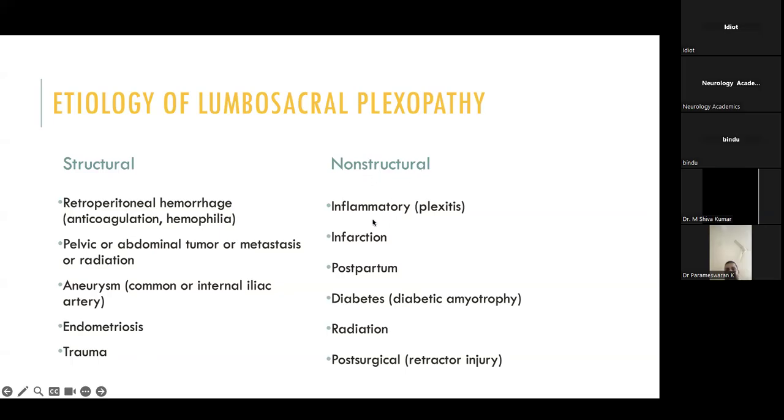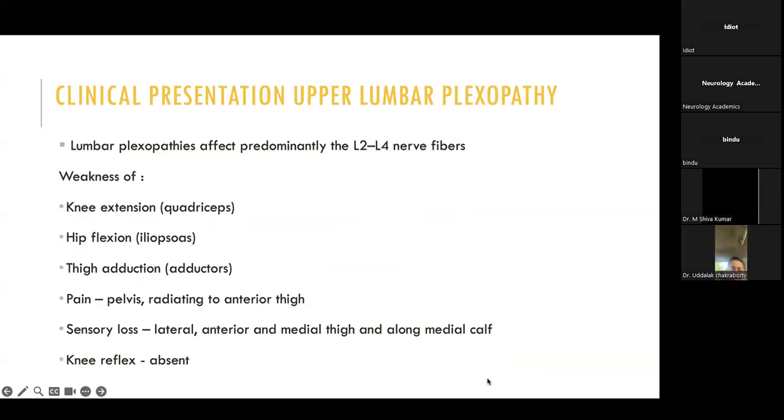Now, coming to non-structural causes, plexopathy can be seen in inflammatory causes, infarction in vasculitis, and postpartum, as we discussed, compression during normal vaginal delivery, compression of the lumbosacral trunk and nearby plexus, and also diabetes can cause diabetic amyotrophy by causing this lumbosacral plexopathy. Radiation and post-surgical, as during the surgery retractors are used, can cause a stretch injury.